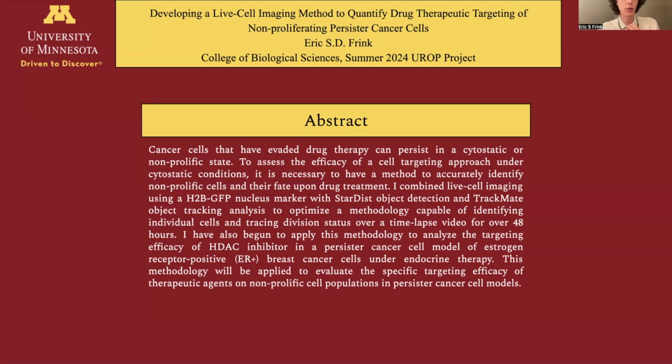in a cytostatic or non-proliferative state. To assess the efficacy of a cell targeting approach under cytostatic conditions, it is necessary to have a method to accurately identify these non-proliferative cells and their fate upon drug treatment.